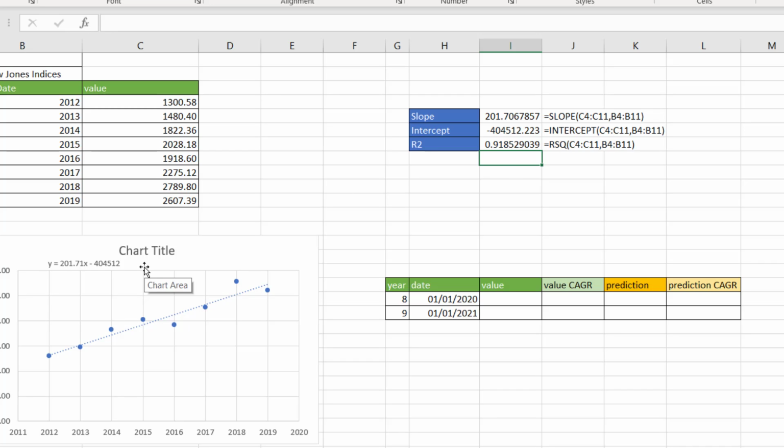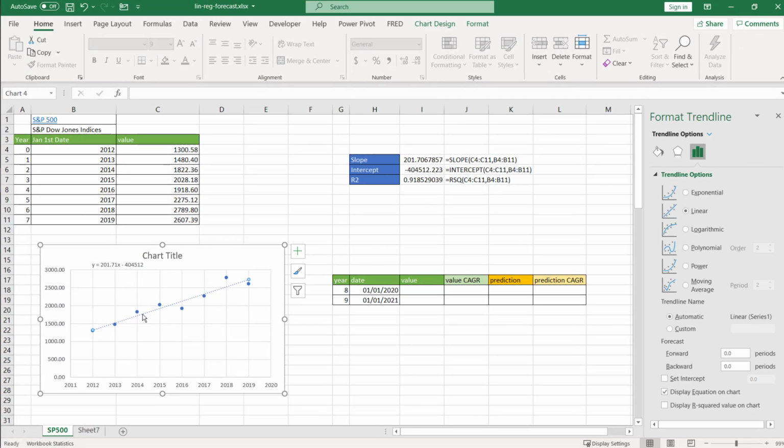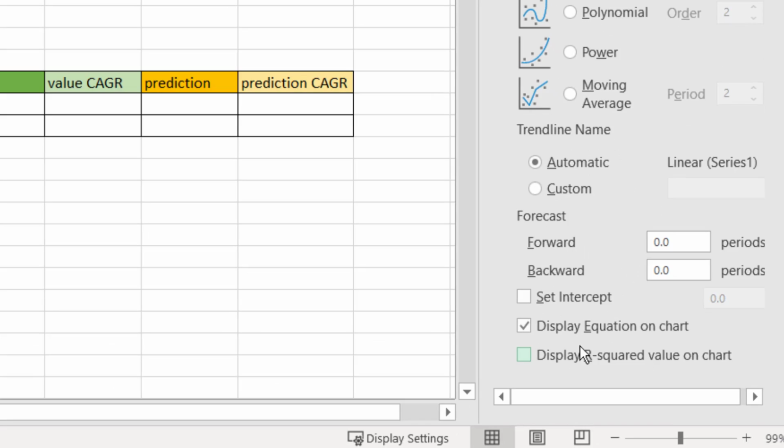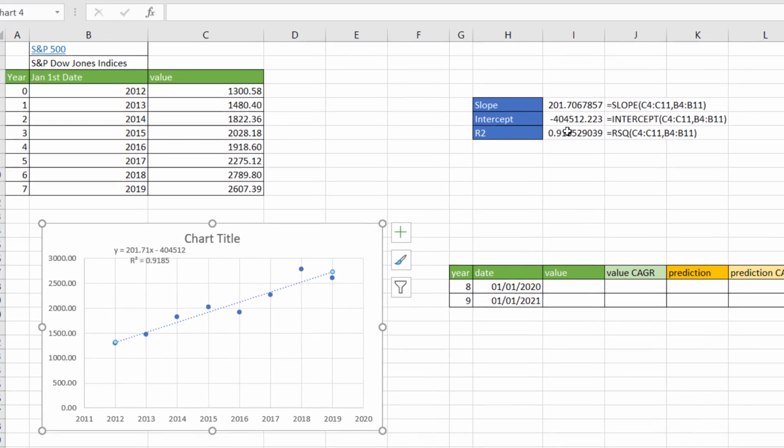And if I wanted to put that into the chart, I can actually put that in the chart. Go back into my line here and display the R squared value there. There's that checkbox. And we'll see that that number is the same.